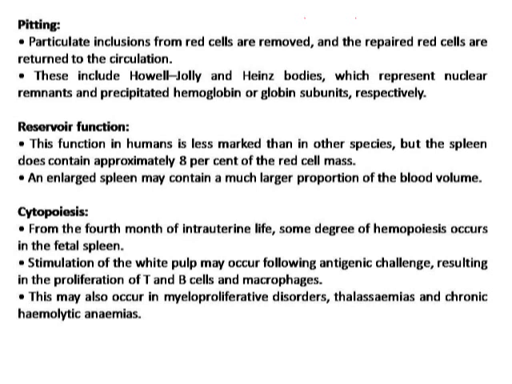And then coming to the cytopoiesis part, from the 4th month of intrauterine life, some degree of hemopoiesis occurs in the fetal spleen, and stimulation of the white pulp may occur following antigenic challenge, resulting in the proliferation of T and B cells and macrophages. This may also occur in myeloproliferative disorders, thalassemias, and chronic hemolytic anemias.